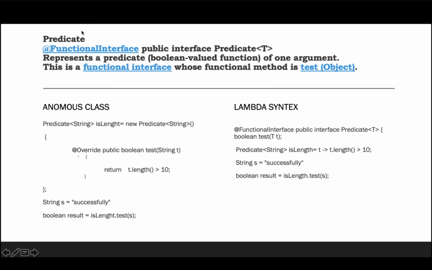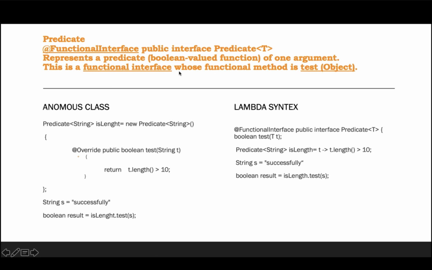Now we will start discussing the main four functional interfaces. Out of the four, the first one is predicate. Predicate is a functional interface that represents a boolean-valued function of one argument. It takes one argument, like it is shown here, performs a boolean operation on top of it and returns a boolean value.